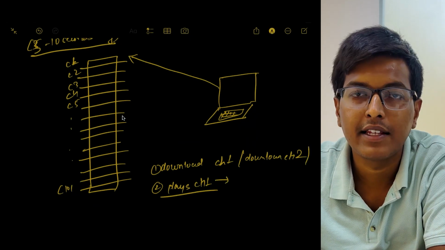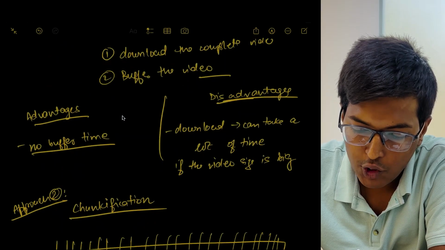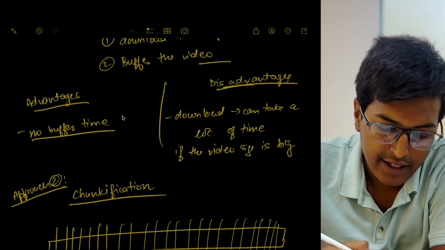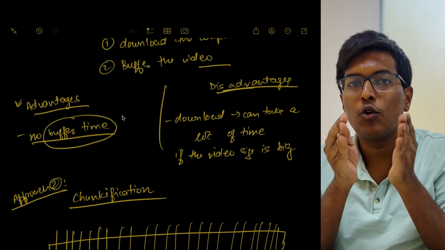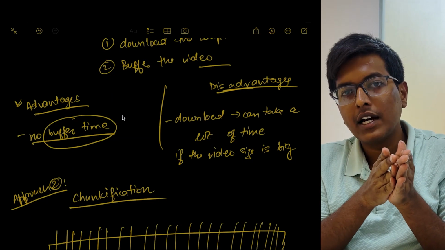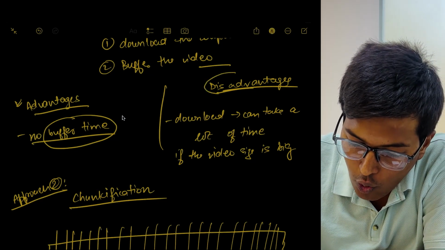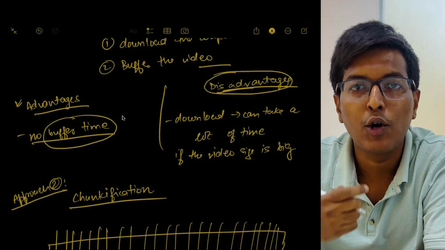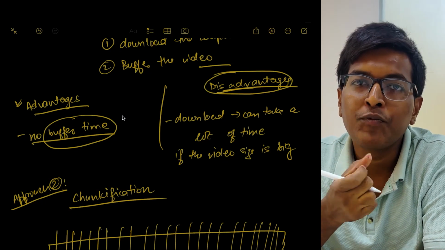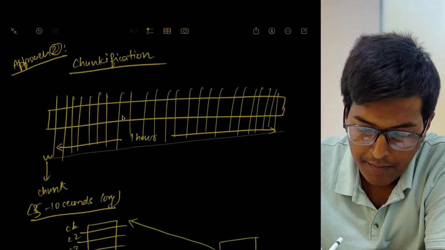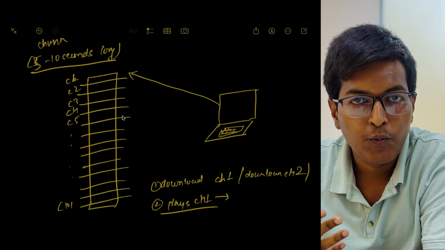Then essentially chunk 3. So what is happening is, in approach 1, which I was talking about, you are already taking the advantage that the buffering time will be less, because you have already downloaded one chunk, and while that chunk is getting played, there will be no buffering time. And you are also overcoming the disadvantage, because each chunk size is very small, only 5 to 10 seconds, right? So this is how you can do it with chunkification.